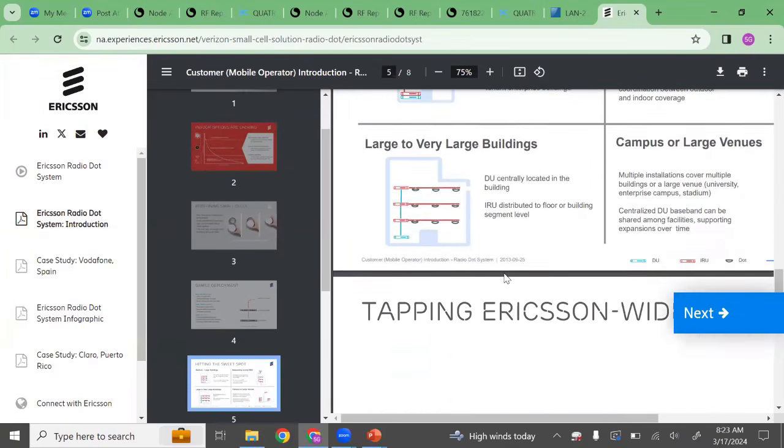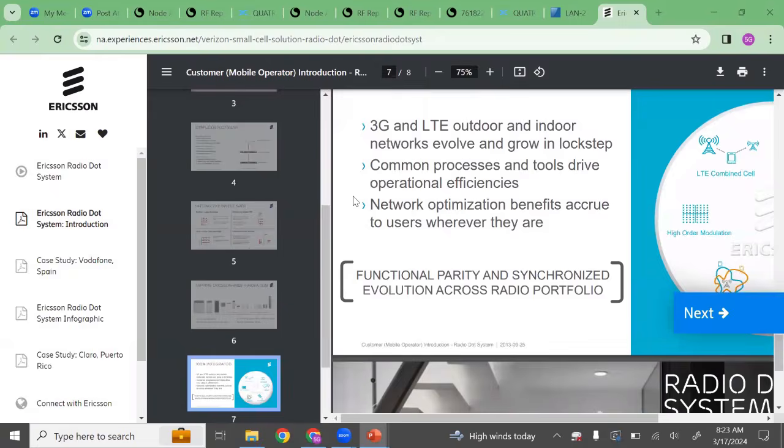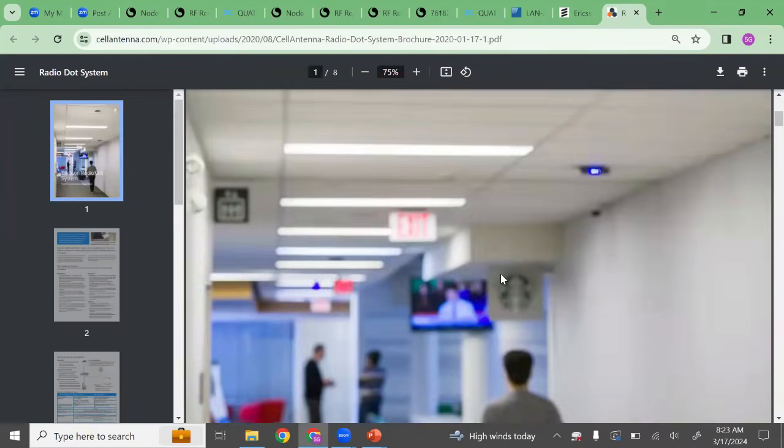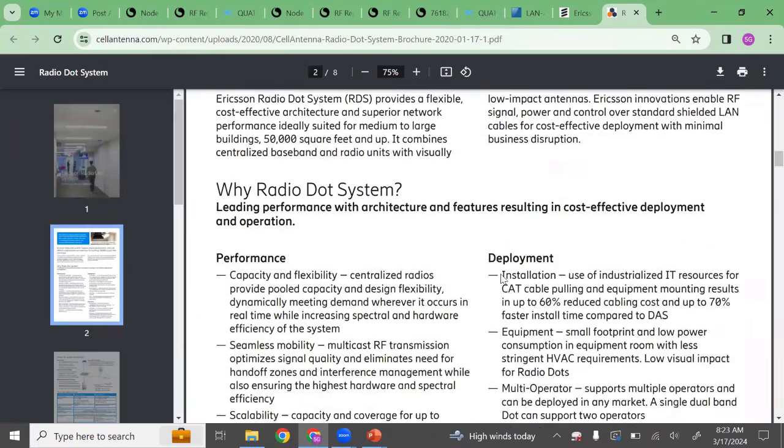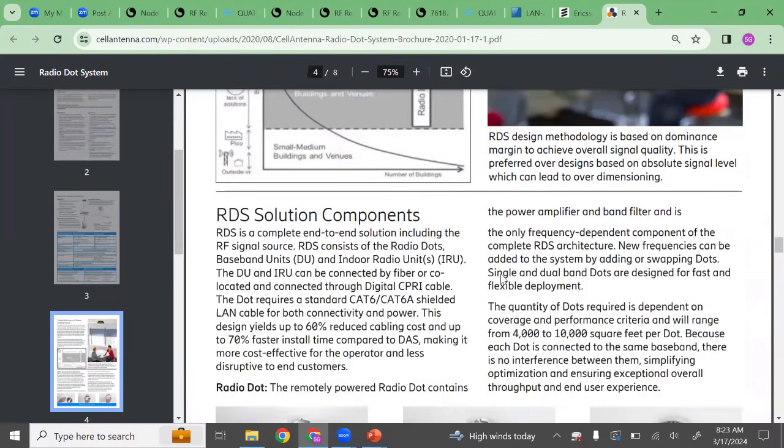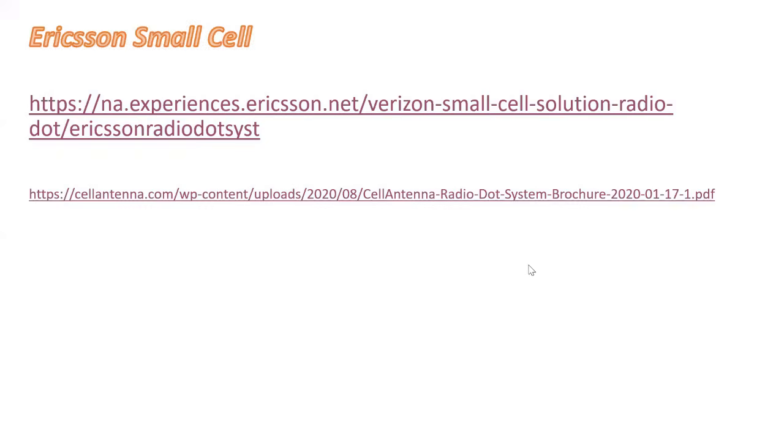All these things are here. And if I go to the second website, you can see all the details are available for Radio Dot System in detail. I have taken these pictures from these two slides only. Okay, so let's talk about Ericsson small cell.